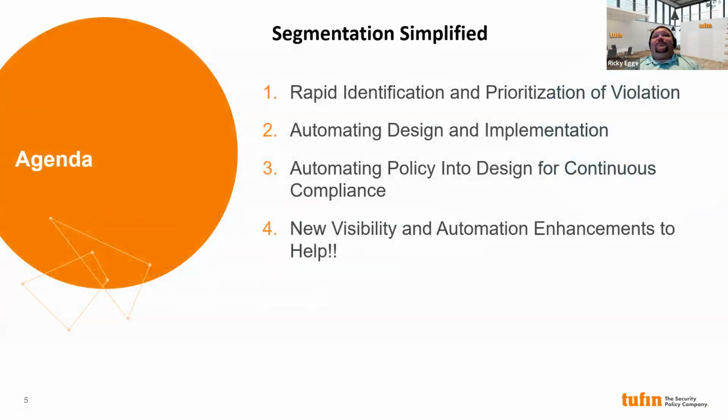So segmentation simplified, what we're going to look at today is rapid identification and prioritization of violations of your policy, right? We're going to look at automating design and implementation for those changes. We're going to look at automating policy into design for continuous compliance. And this is actually going forward for new access and what-if. And then we're going to look at new visibility and automation enhancements that are going to help you out as you move into a hybrid environment and into the public cloud.